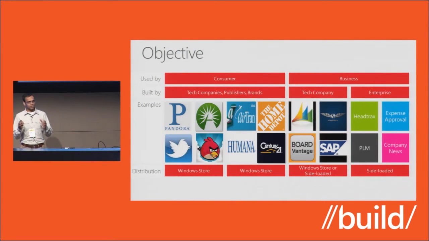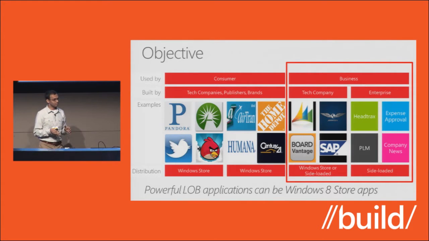When we talk about the Windows Store apps, essentially, we want to categorize them into two buckets. Number one, the consumer apps, something you have heard and learned a lot about in the last 3 days. And then there are the business apps. And today my focus is going to be this category, the business apps. My objective is to demonstrate and convince you that powerful line of business applications can be Windows Store apps. And the way we are going to do it is we have divided this into two sessions.